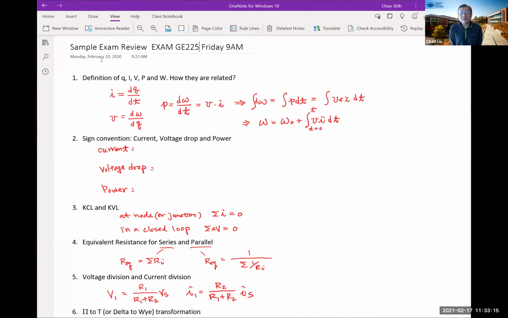If you log into Canvas, there's a page called exam resources. So you can find the solutions for the previous homework. You can also find a formula sheet. Let me change the screen to that. I wanted to make sure that you know what kind of things you can find on Canvas.